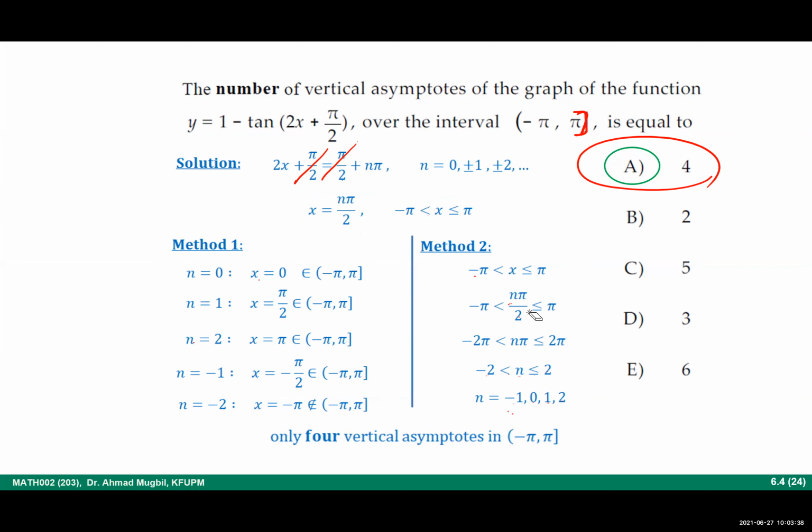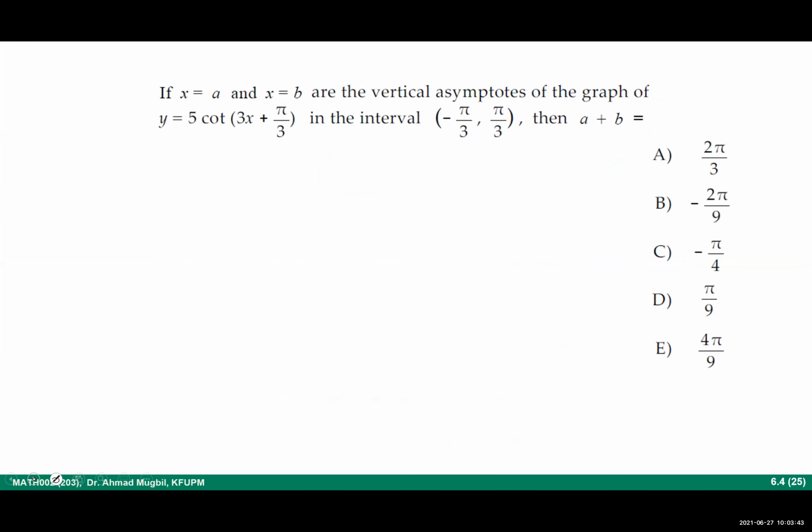Now, Shabab, I'll show you 3 methods. You can use any one you want. If you prefer the first one, it's okay. I want you to apply it here, Shabab.